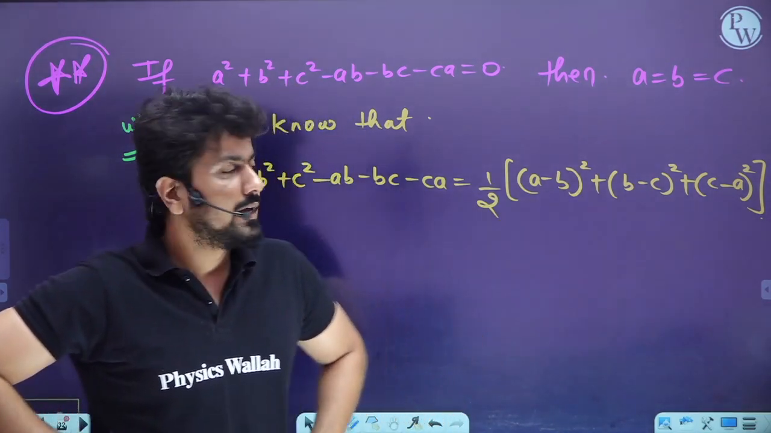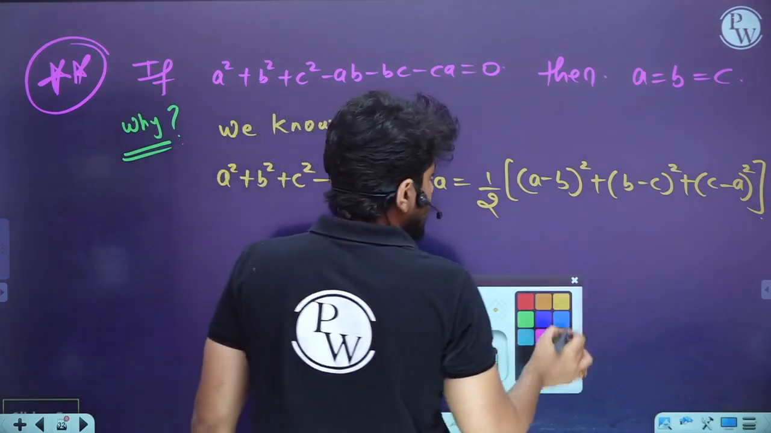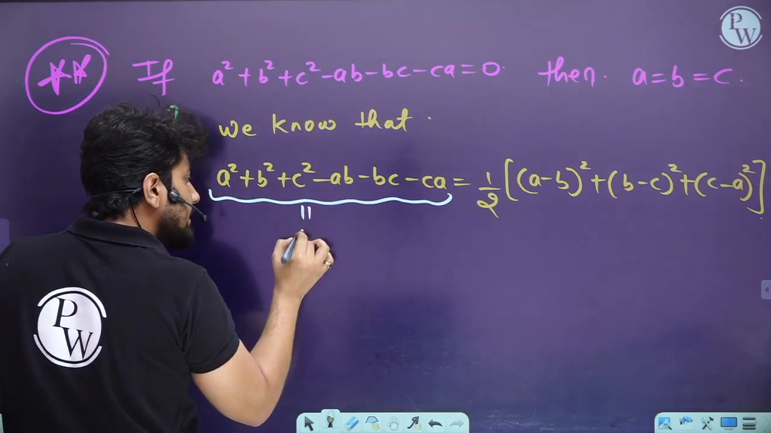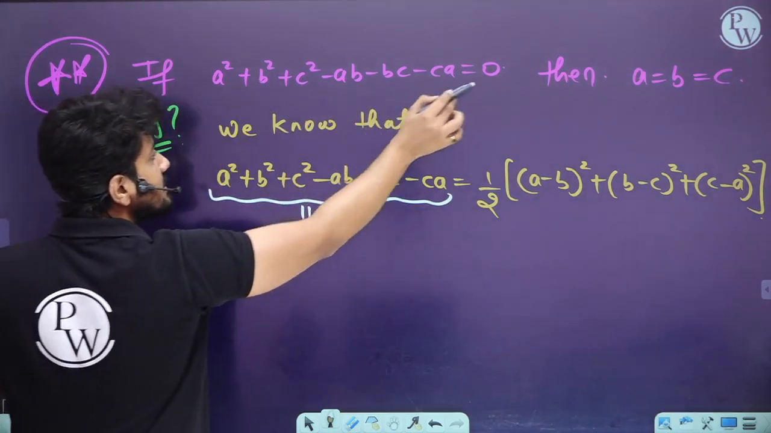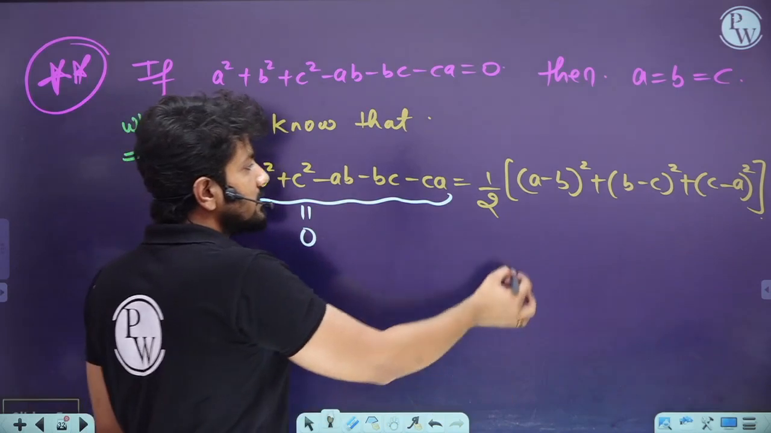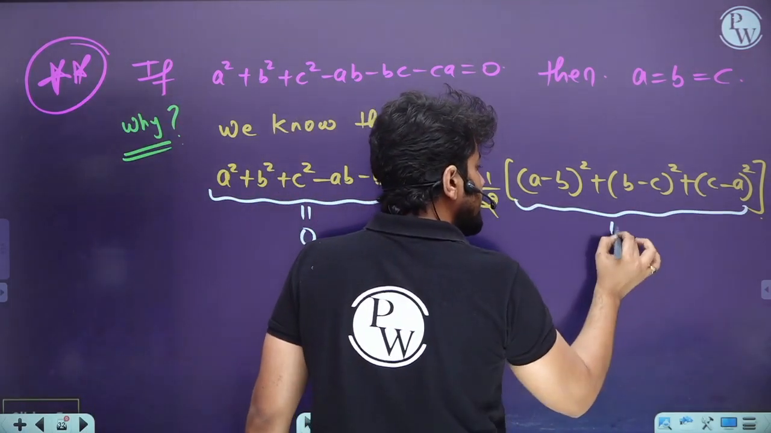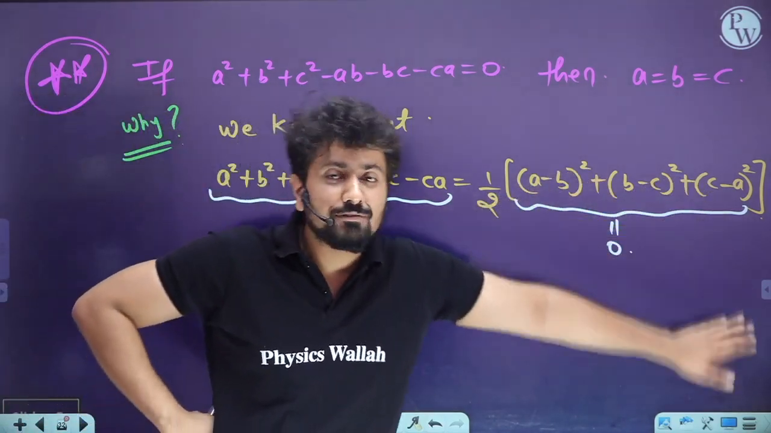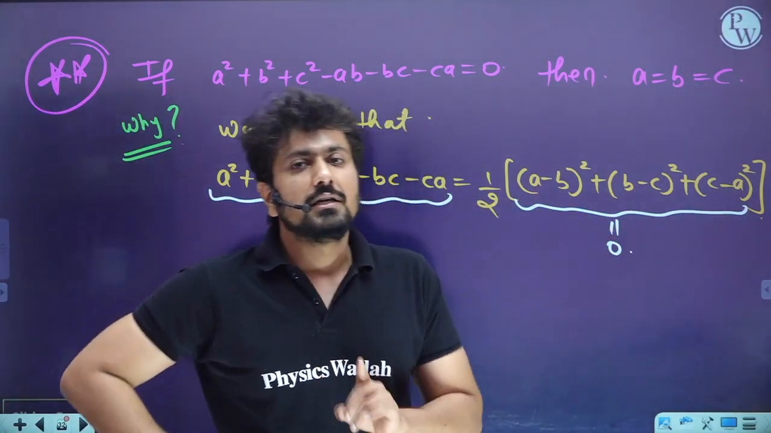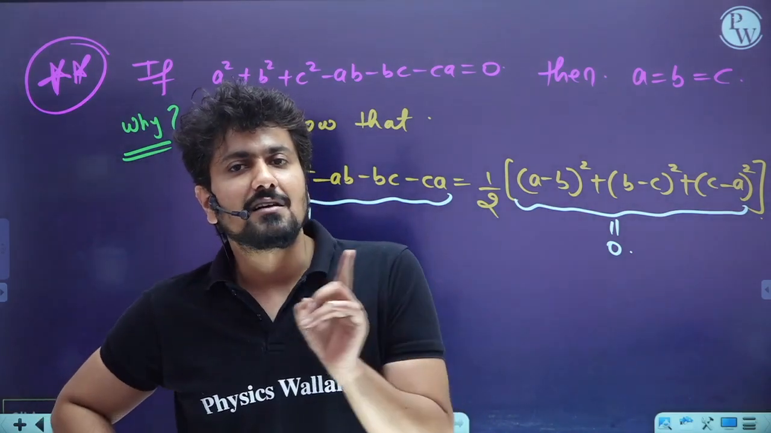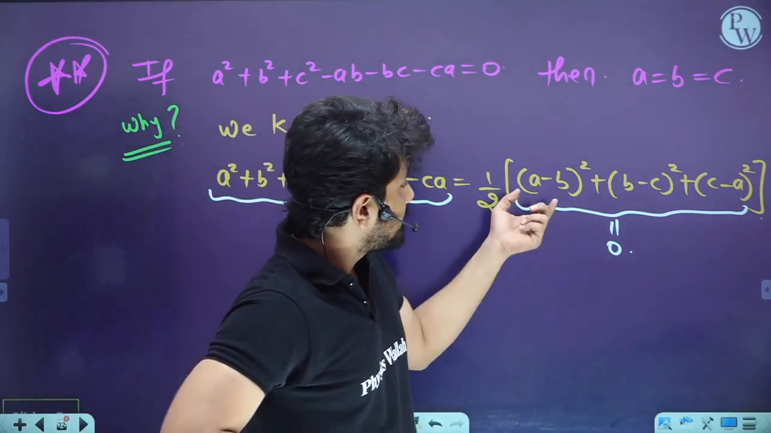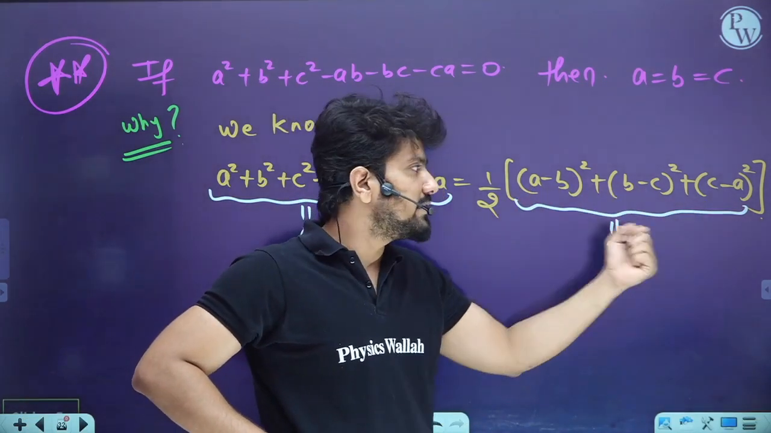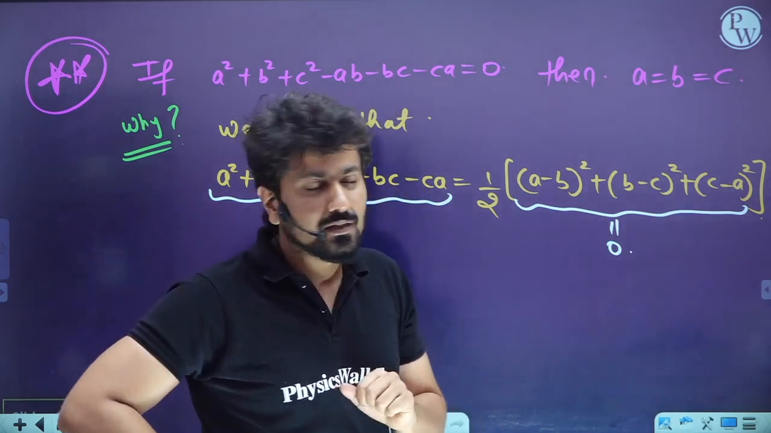If this left hand side is given as 0, then of course this thing will also be equal to 0, correct? And a sum of three perfect squares can only be 0 if all three perfect squares are 0. Their sum can be equal to 0 if a − b is 0, b − c is 0, c − a is 0.